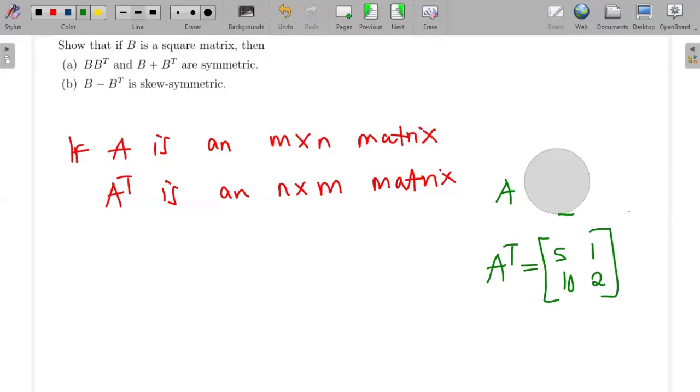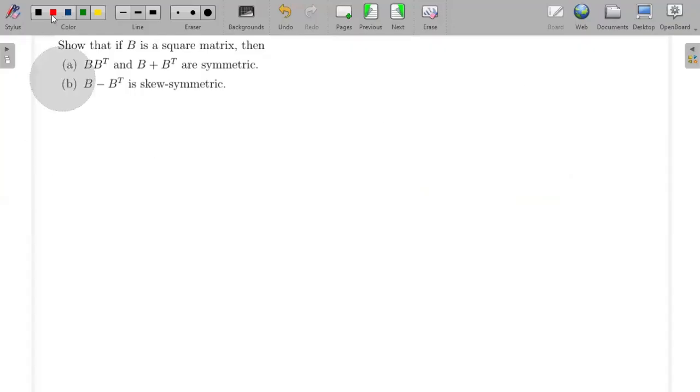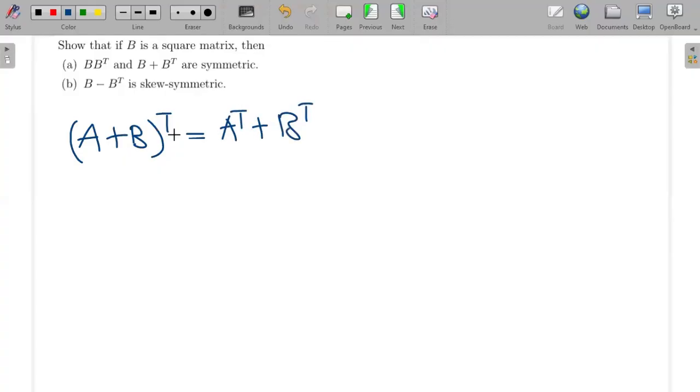Okay. So you also have to know some important properties of a transpose. So for example, if I have matrix A plus matrix B and then transpose, this is the same as A transpose plus B transpose. So you simply distribute the transpose to the matrices in the brackets. If you're subtracting matrices, the rule is going to work in a similar way. So it will just be A transpose minus B transpose.